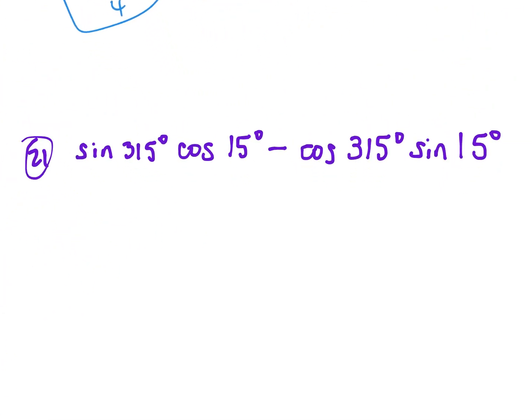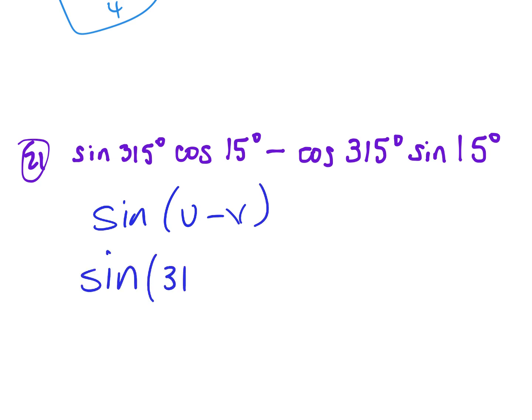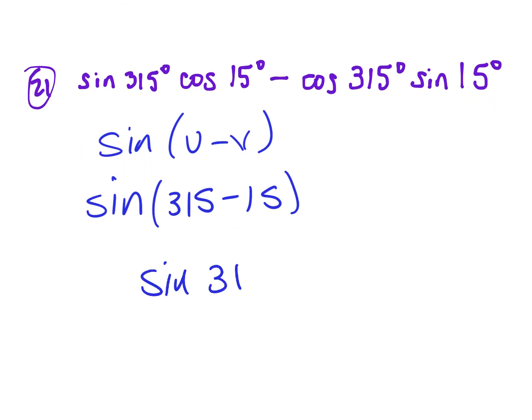Which formula says sine, cosine minus cosine, sine? Sine of u minus v. Okay, so this is the sine of 315 minus 15. So I'm looking for the sine of what? 300. Now, very easily, if you guys weren't paying attention and you said, oh, this is sine of u plus v. Well, what's 315 plus 15? 330. Is 330 on the unit circle? Yes. So very easily you could get this question wrong if you're not paying attention.